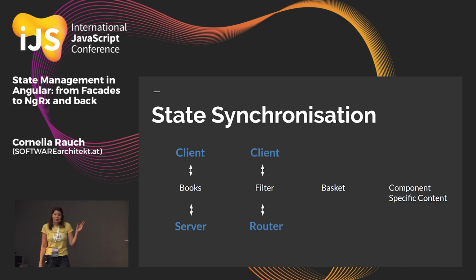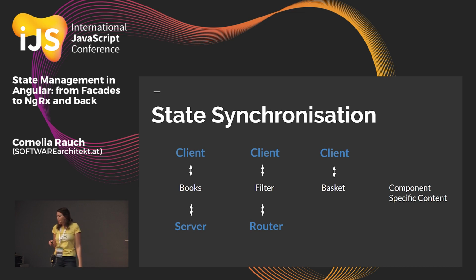Then I have a way of filtering my books, and this filtering of books is represented in the URL as well as data that is living on the client. I have a shopping basket where I can shop for books and look at what books are already in my shopping basket, and those are not represented in the URL.